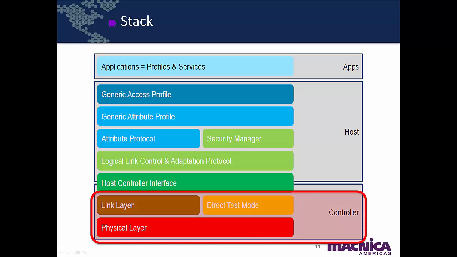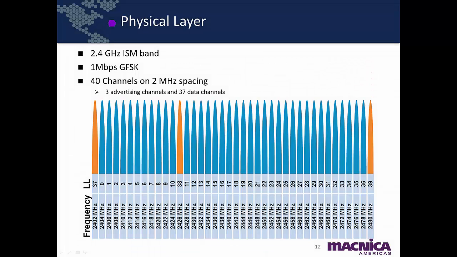Let's start with the physical and link layers first. Recall that BLE operates in the ISM band around 2.4 GHz and has a theoretical bandwidth of 1 megabit per second using GFSK modulation. There are 40 channels on 2 MHz spacings on which BLE communicates. Within these 40 channels, 3 of them are reserved purely for advertising, while the remaining 37 channels are used to transfer data.